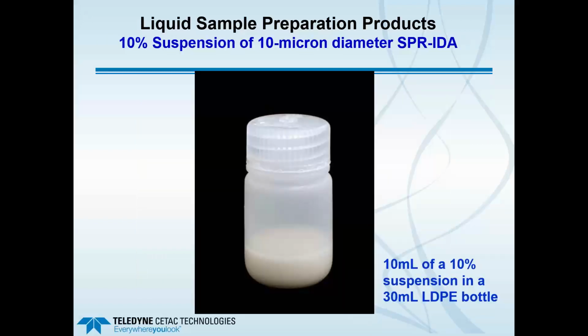So this is what it actually looks like, and it simply looks almost like a latex. This is a 10 milliliter suspension of 1 gram of this material suspended in 10 milliliters of slightly basic water. And it's then provided in a small bottle, in this case a 30 ml low density polyethylene bottle. The size of the solid phase reagent, the nominal diameter of what we call the beads, is 10 microns.